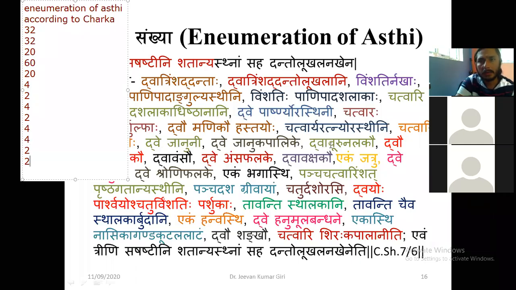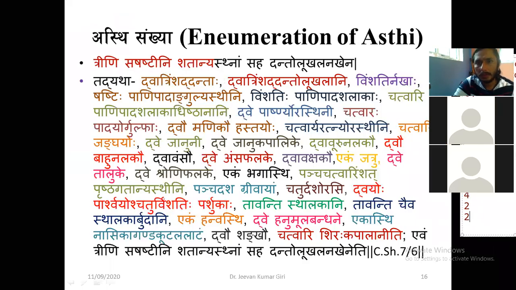Now write again, see here. Dvava Uru Nalako. Just write Uru and write 2. Uru means the thigh, the bone of the thigh. So one on each side, that is 2. So Uru Nalaka is 2. Next, Dvava Uru Nalako.